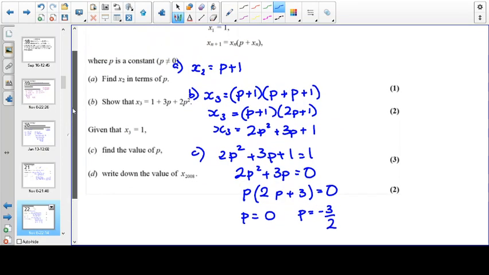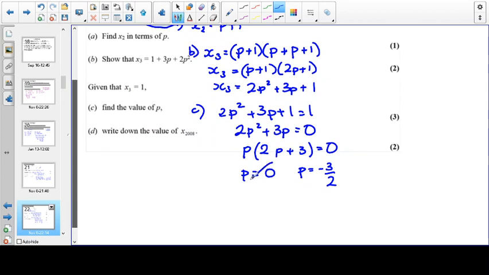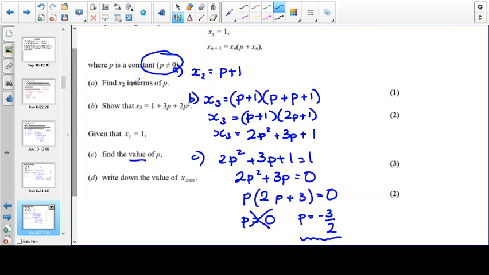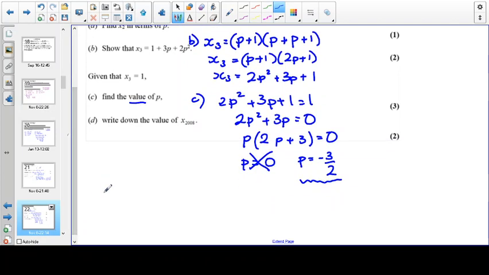Now go back to the question. It says there p is not equal to 0, so we can reject that, and that is our value of p. Okay, so just make sure you read the small print. Okay, p can't be 0, otherwise there won't be a sequence. Okay, now the last part, write down the value of x 2008.